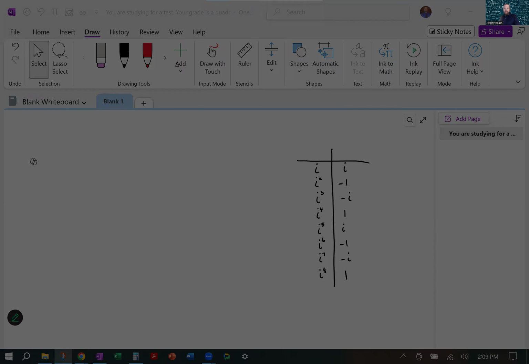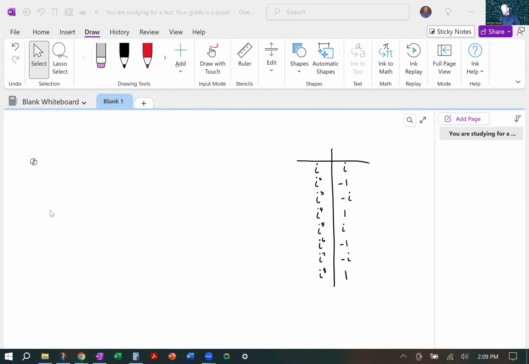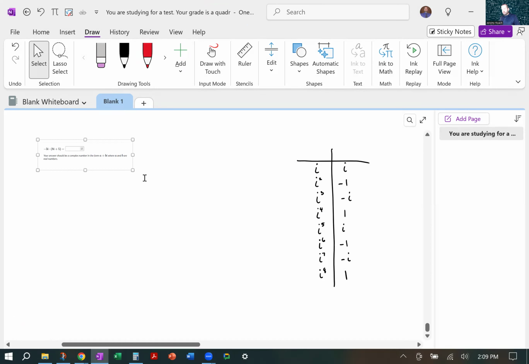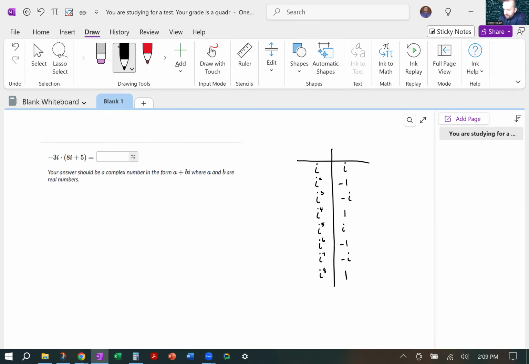Okay, here's one that's a little bit tougher, where we have i's in more than just one term. So negative 3i times 8i is negative 24i squared. Negative 3i times 5 is minus 15i.